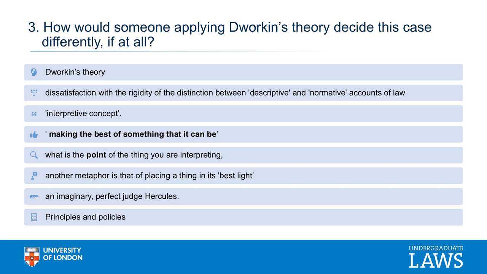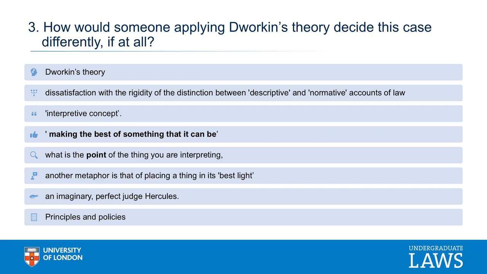And question 3, again, this is a fictitious example question. How would someone applying Dworkin's theory decide this case differently, if at all? You should consider clear pointers of Dworkin's theory. He showed dissatisfaction with the rigidity of the distinction between descriptive and normative accounts of law, and Dworkin introduced into his theory the methodology of the interpretive concept. So note that Dworkin opts for the spelling interpretive rather than the more classically correct interpretative.